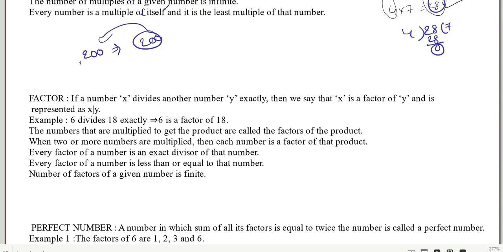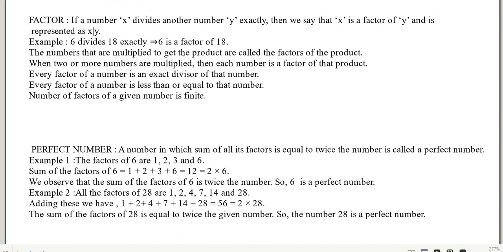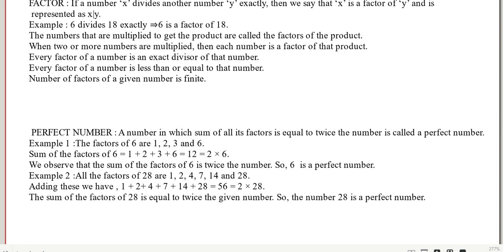Now let us take one more important concept, that is about a factor. If a number x divides another number y exactly, then we say that x is a factor of y, and we represent that as x divides y. If I take 6, 6 divides 18 exactly, so 6 is a factor of that number. Let us take another example.